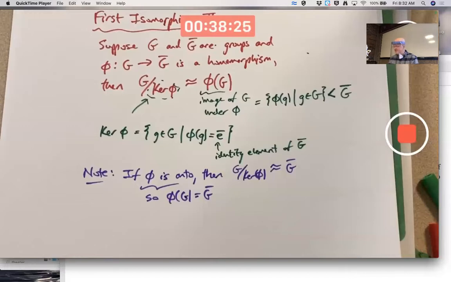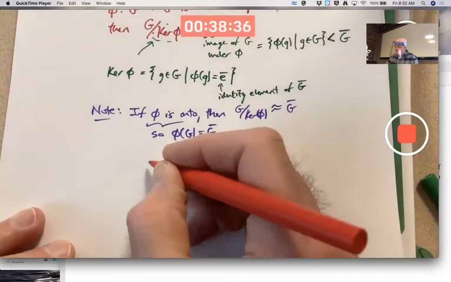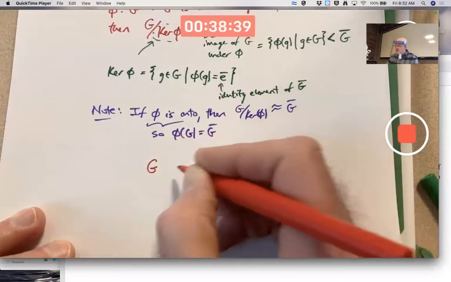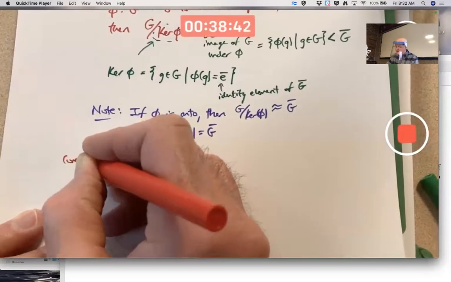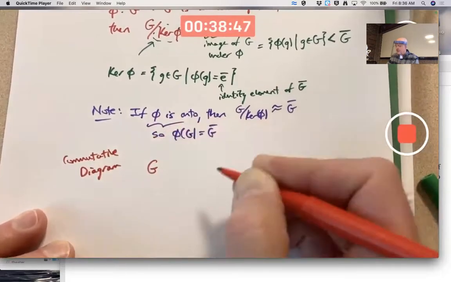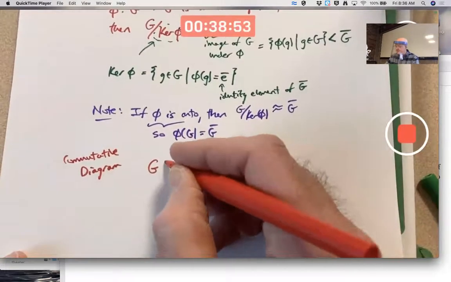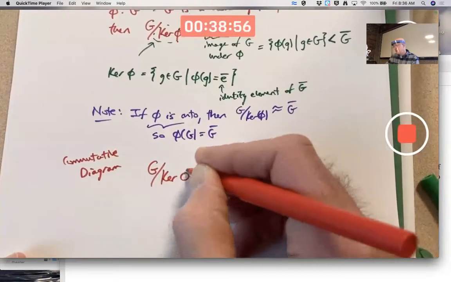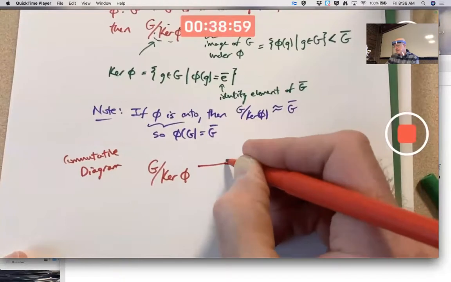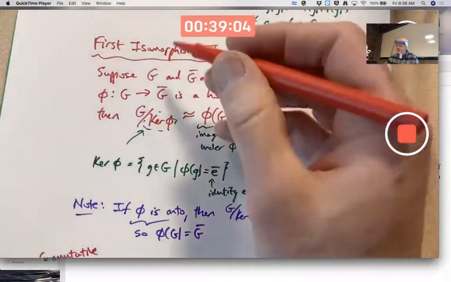Well, how would you prove this? It's definitely not obvious how to prove it. I'm going to draw a diagram that is, I think, a pretty helpful diagram to think about. It's called a commutative diagram. And you'll find diagrams like this actually in your linear algebra book. Not exactly the same thing, but kind of like it.